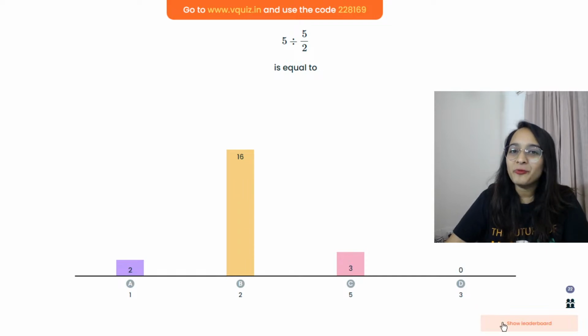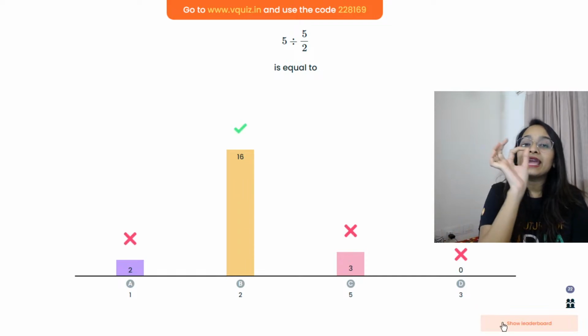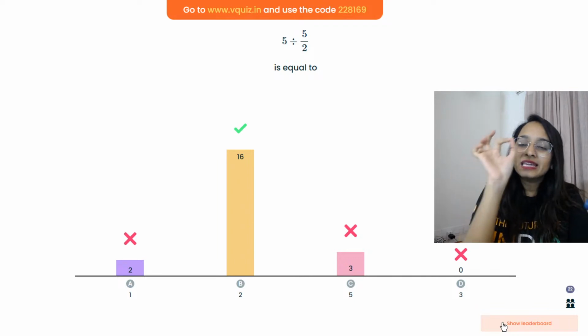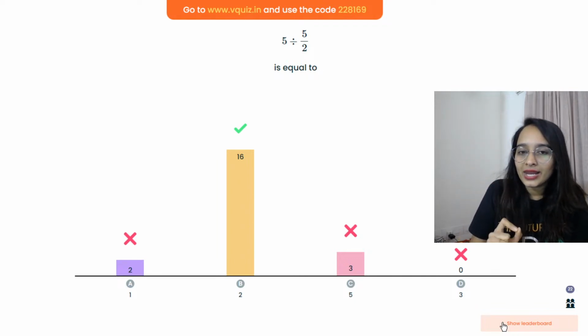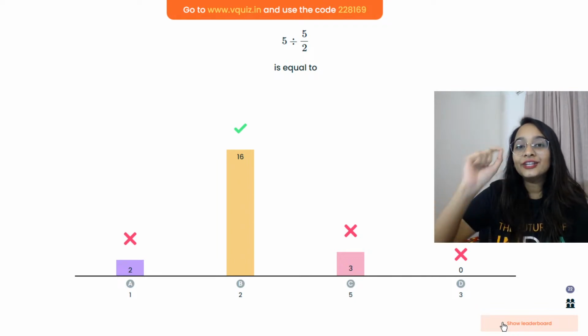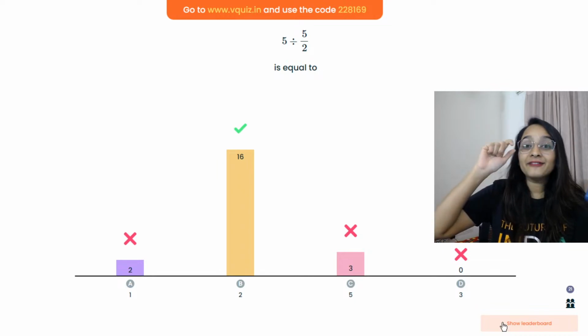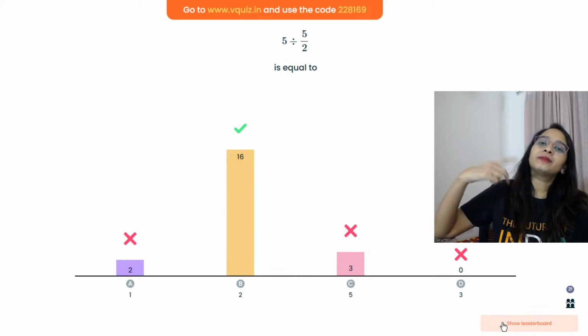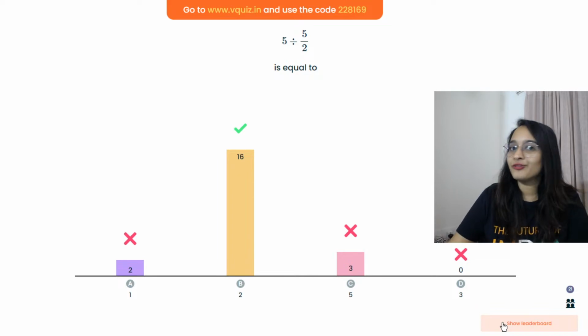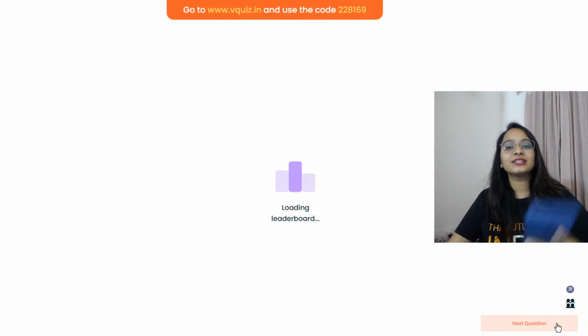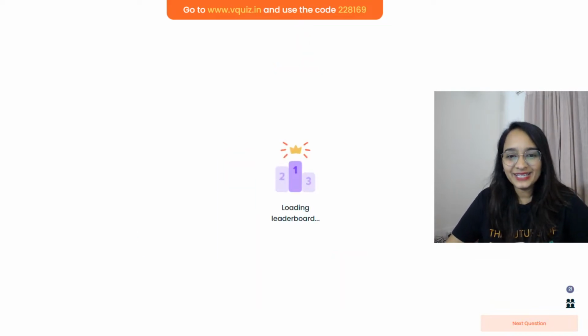Also very well done. Use the KCF rule. Keep the first fraction 5 by 1 as it is. Change your division to multiplication and flip your 5 by 2. It will become 2 by 5. So the 5 will get cancelled. The answer is 2. Let's look at the leaderboard.